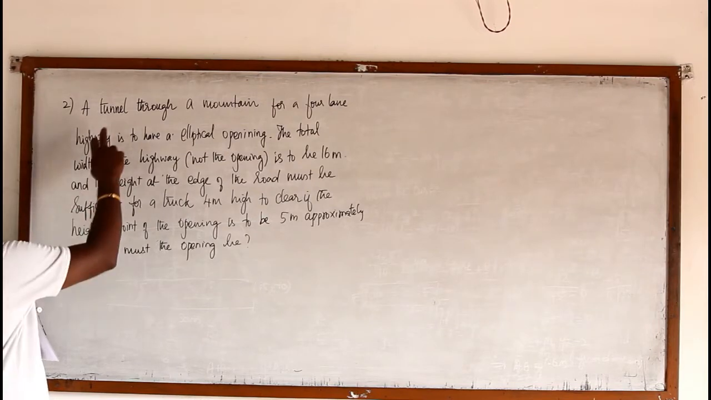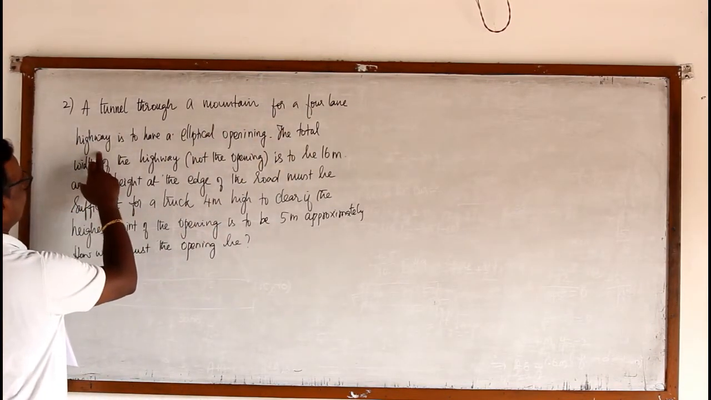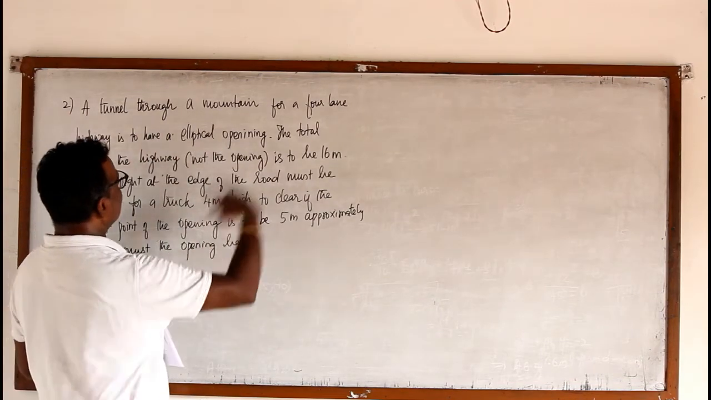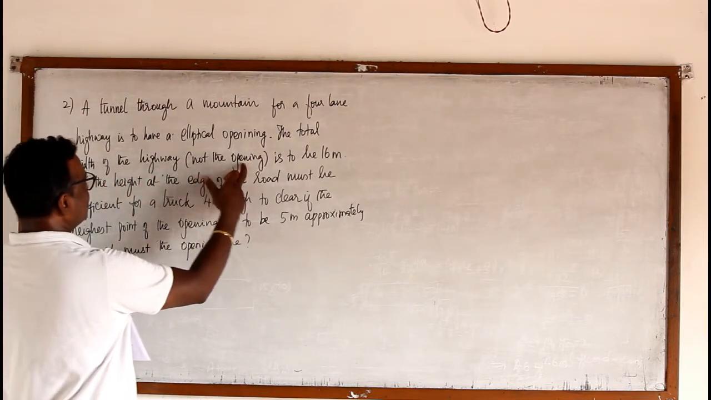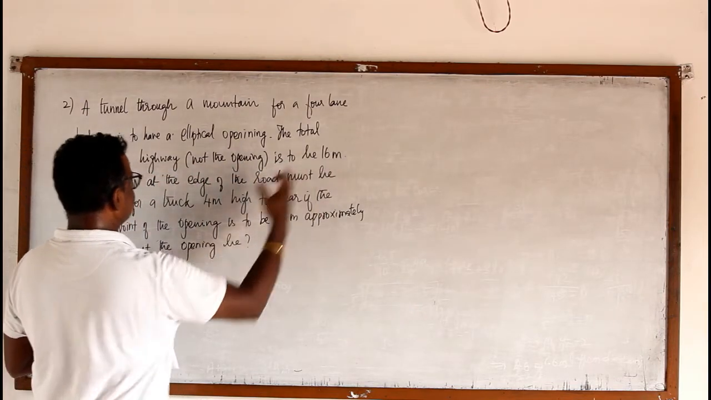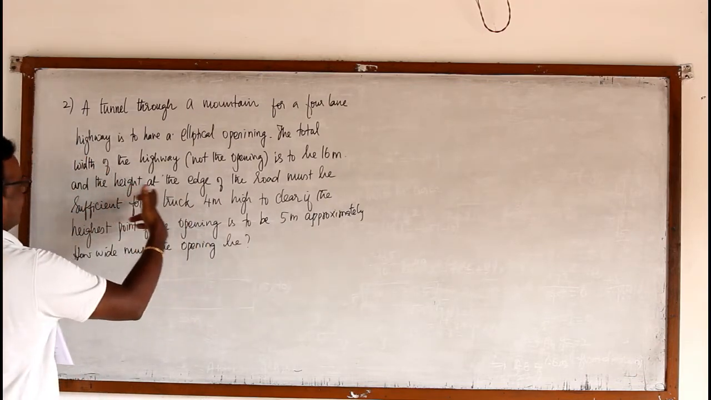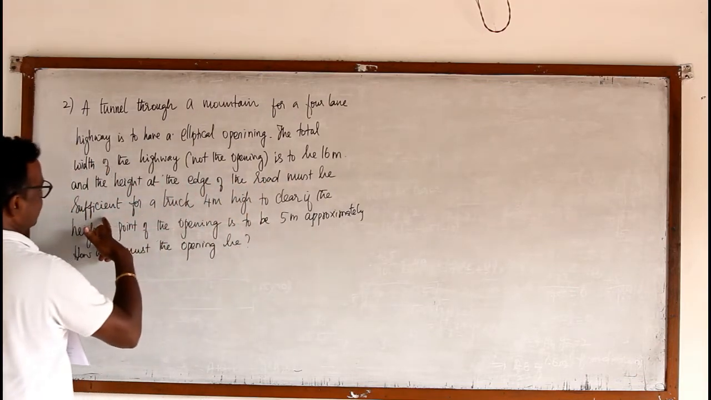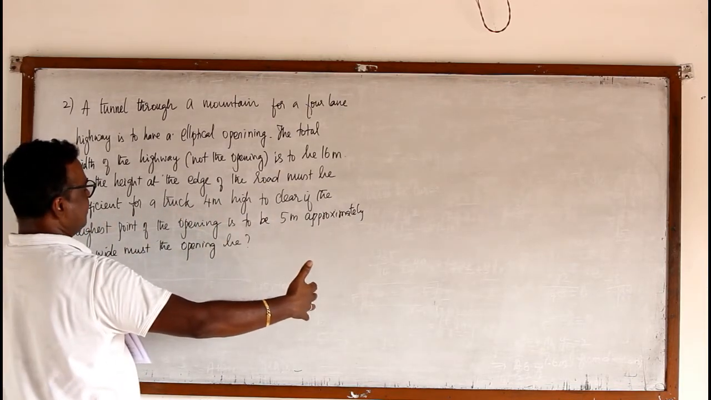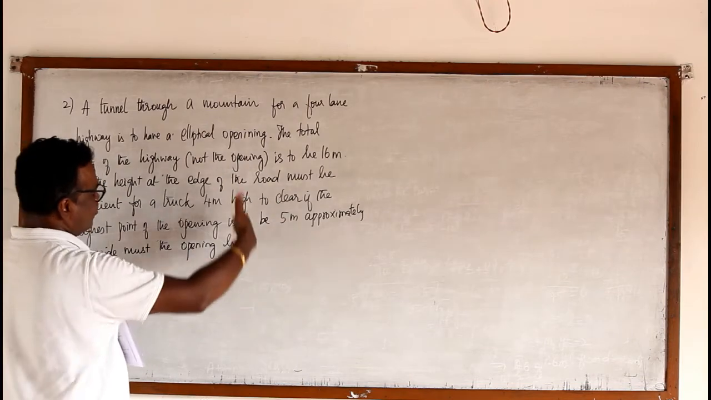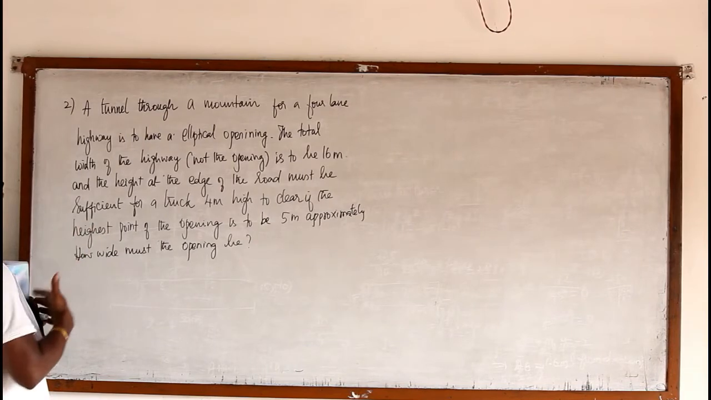Now, second problem. A tunnel through a mountain for a 4-lane highway is to have an elliptical opening. So, a tunnel is having an elliptical opening. The total width of the highway, not the opening, is to be 16 meters. So the tunnel opening must be 16 meters and the height at the edge of the road must be sufficient for the truck to clear. So, if it is a 16 meter opening, then a truck can enter into that elliptical tunnel.